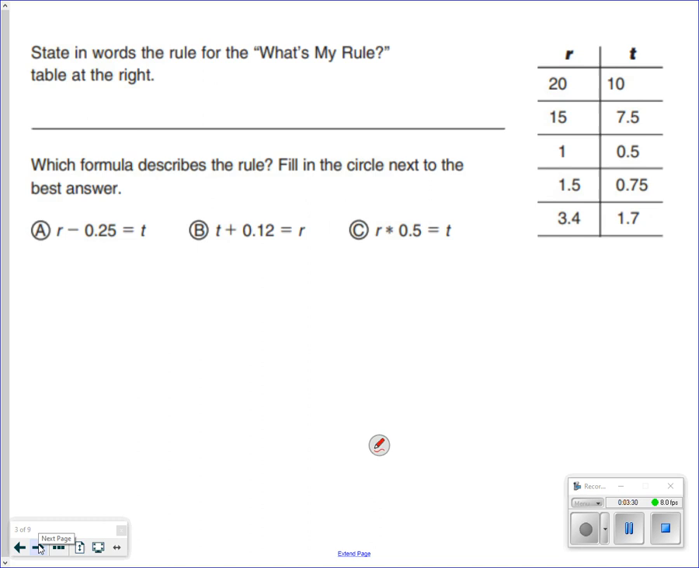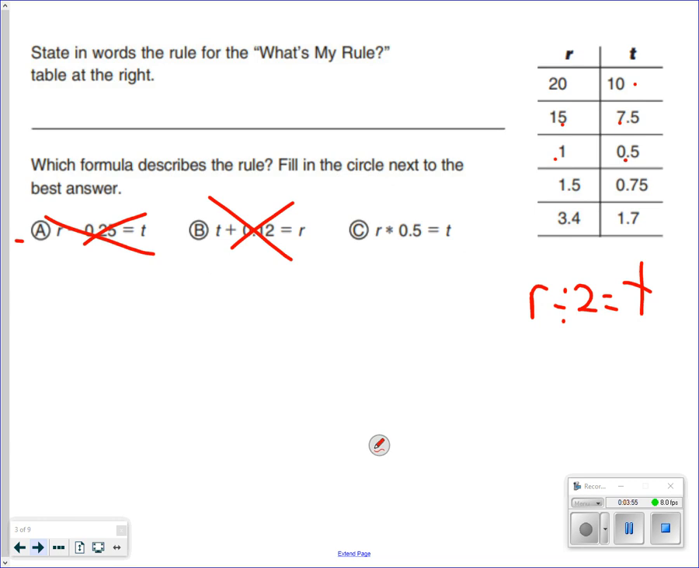Same words, so we have this over here. So we've got to see, how is 20 getting to 10? How is 15 getting to 7.5? How is 1 getting to 0.5? It looks like they're just dividing it by 2. It looks like they're going r divided by 2 equals t. Anything over here look like this? This says they're subtracting, so this wouldn't work. This says they're adding, this wouldn't work.